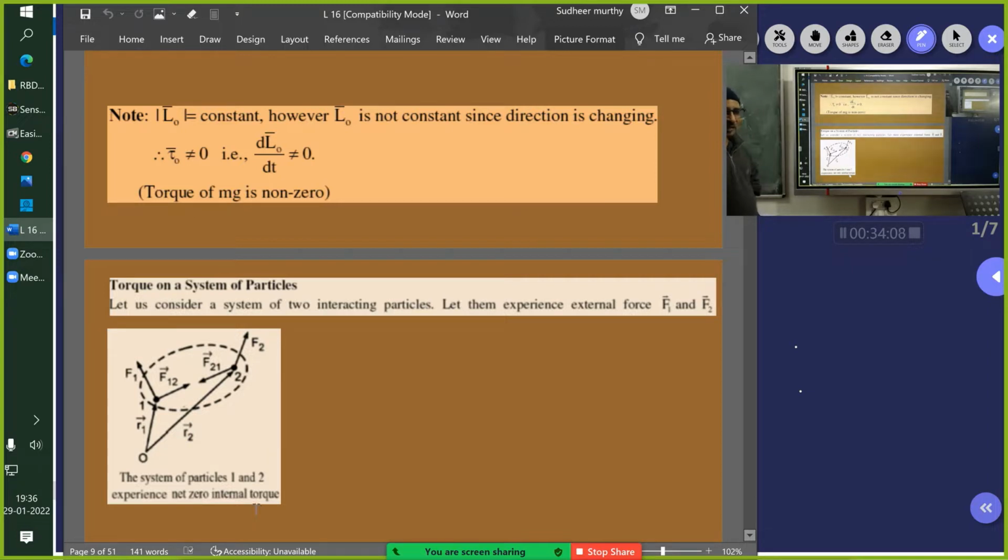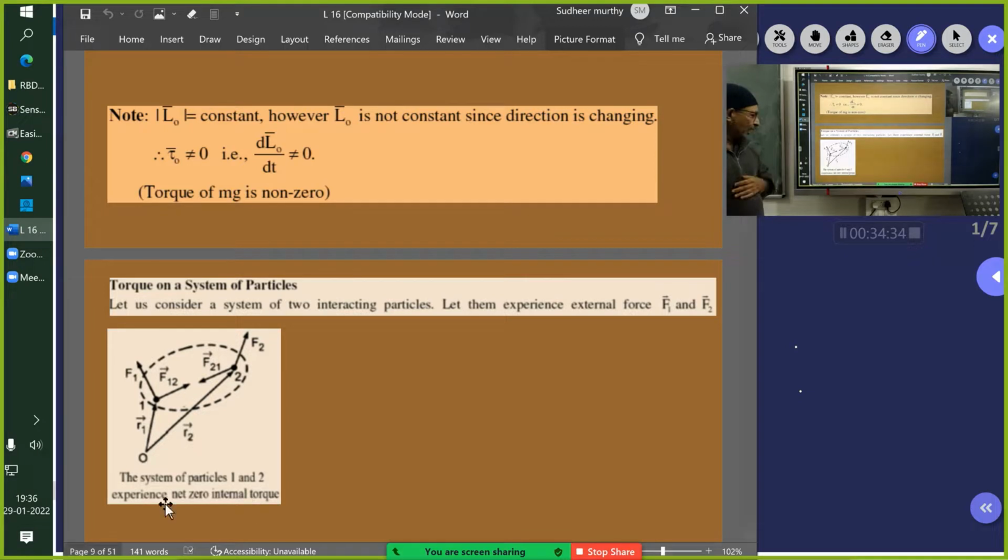Why net zero internal torque? Definitely zero. Total internal force is zero. But we see, it's not that I'll calculate the internal force and multiply it with what?